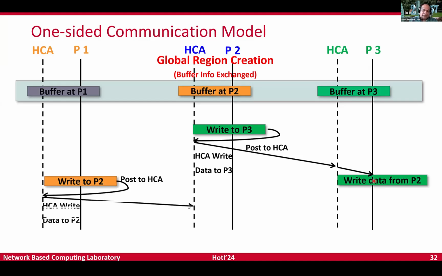And then similar kind of things here you can see. P1 also can do the write.